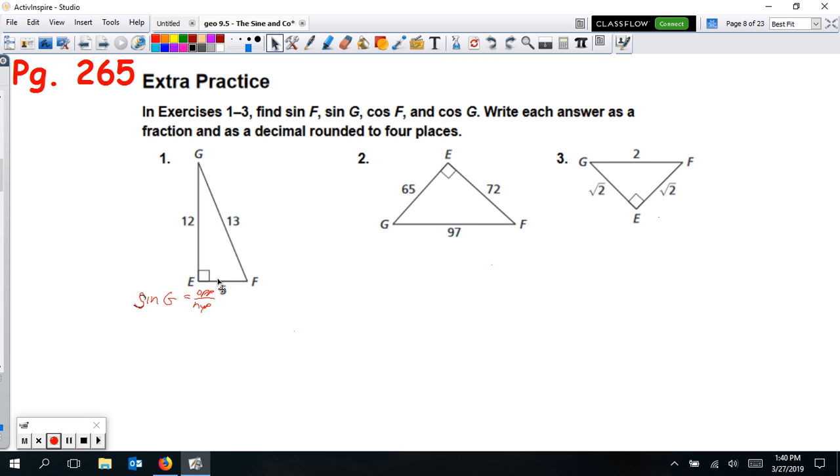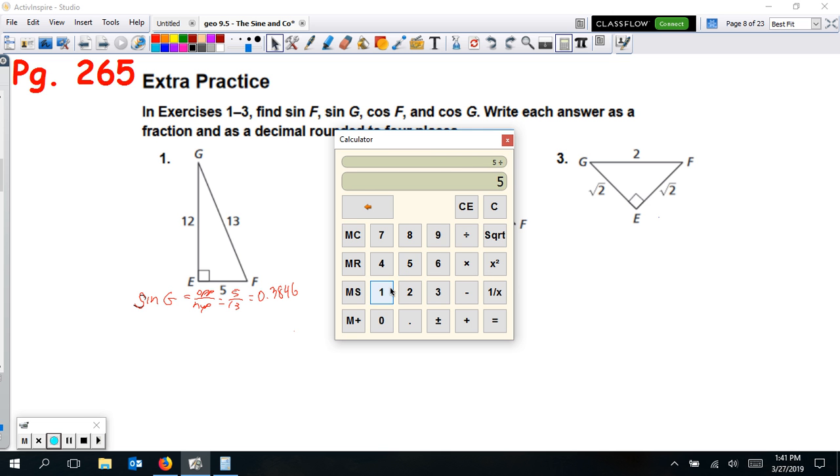It's going to be opposite, which is 5, over the hypotenuse, which is 13. The hypotenuse is always opposite the right angle. So 5/13 is our fraction. And now as a decimal, we can do this here, 0.3846. We can see that on the calculator real quick. If I just do 5 divided by 13, that's how we're getting this decimal. We're not using any sine buttons or cosine buttons on this yet. Just dividing 5/13 as a decimal, there's your decimal, 0.3846 to 4 decimal places.